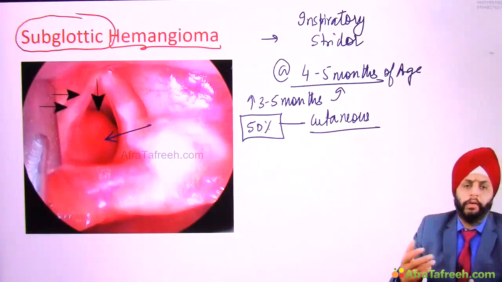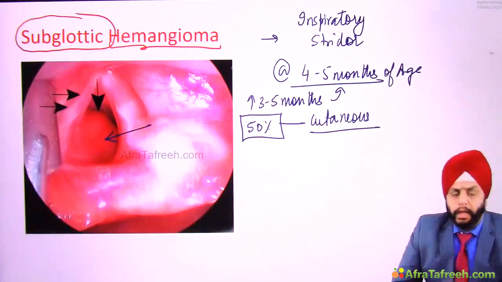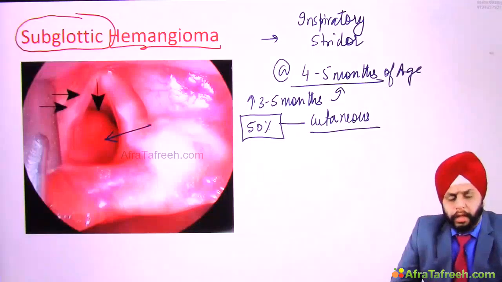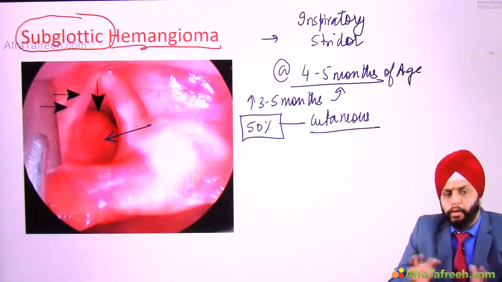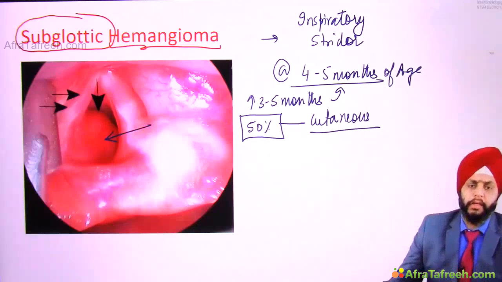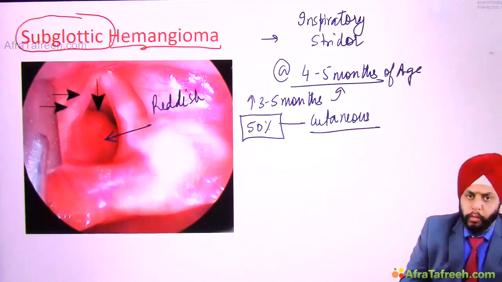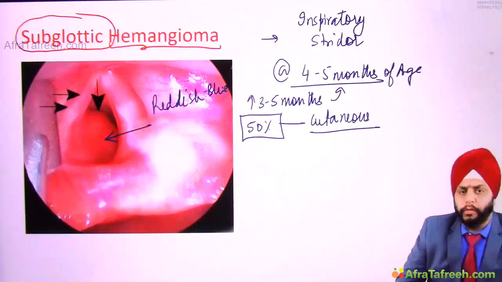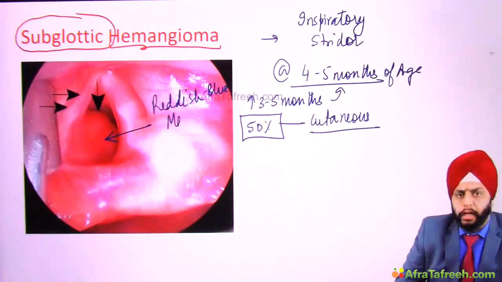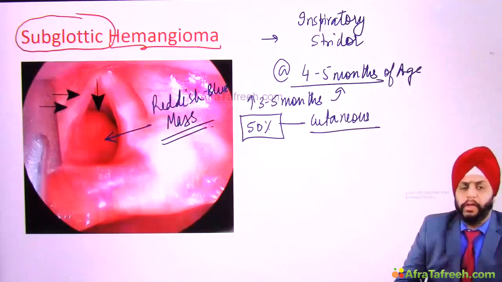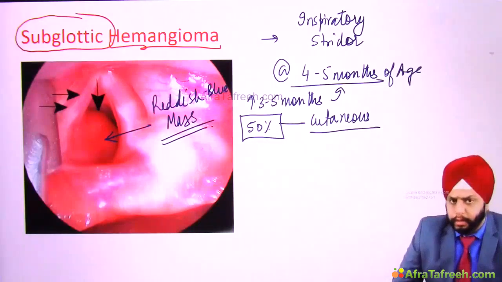Okay, now how will you confirm your diagnosis? Again, you have to do laryngoscopy like the one we have done over here. So you do a laryngoscopy and what do you see? You see a mass. Okay, so you see a reddish blue mass. So there is a bluish hue, also reddish blue mass. Where? In the subglottis. So you can see this reddish blue mass in the subglottis.